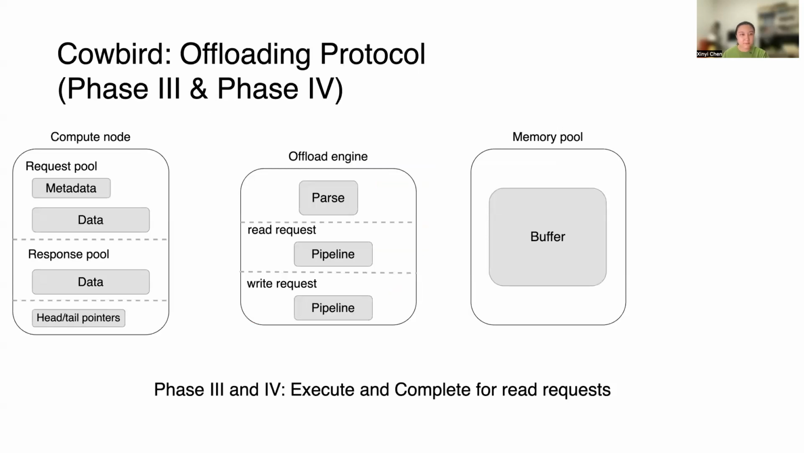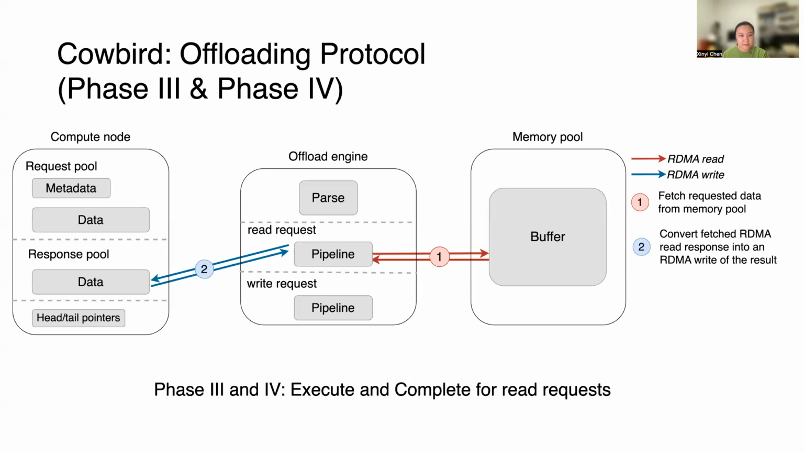In the third and fourth phases, where we execute and complete the read request, the first step is that after we parse the metadata of the application request, we know this is a read request. So the offload engine will fetch the requested data from the memory pool. In the second step, we use RDMA packet recycling.